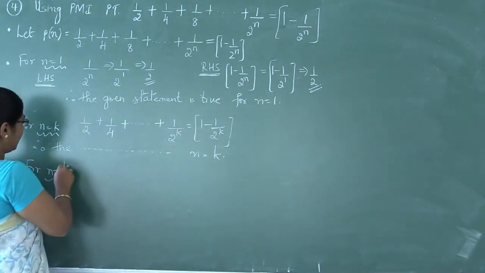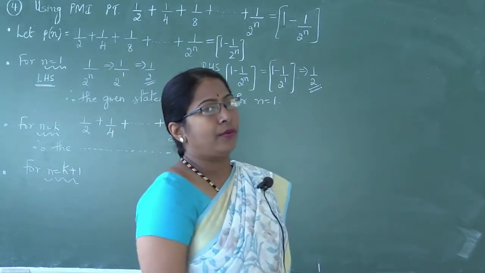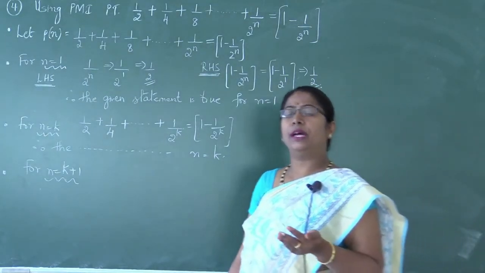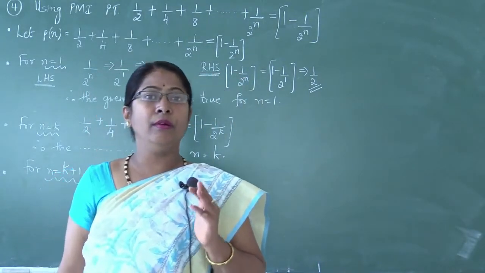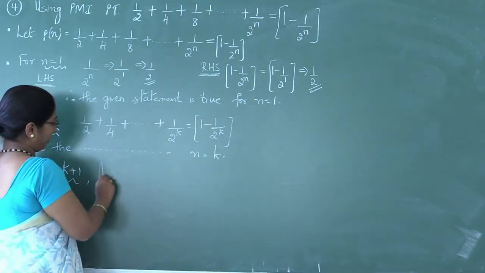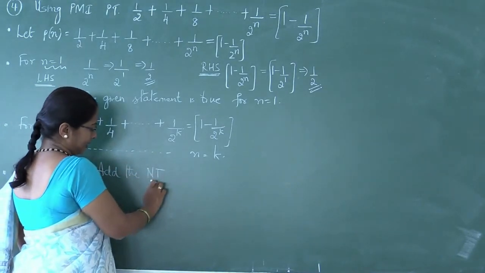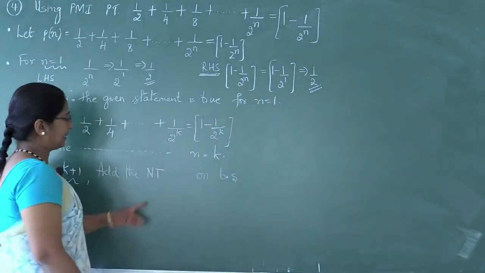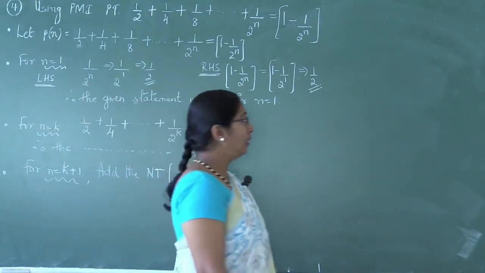Next, what is the last step? For n equal to k plus 1, using the previous statement, or using step 3, we are supposed to prove that the given statement is true for n equal to k plus 1. So, in this step, what do we do here? We add the next term on both the sides. You don't know what the next term is. I shall teach you how to find the next term on both the sides.